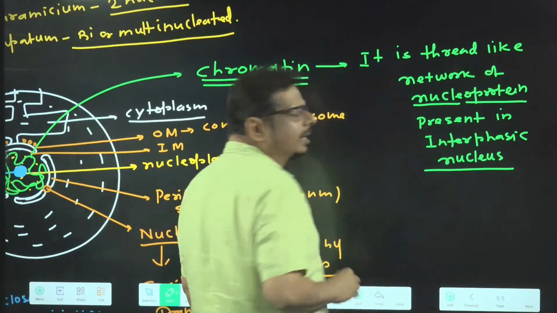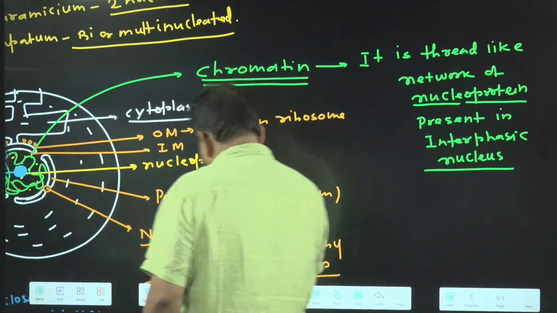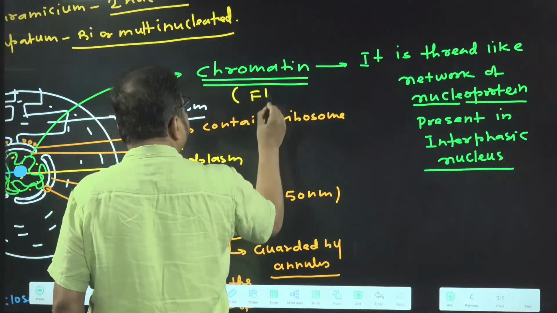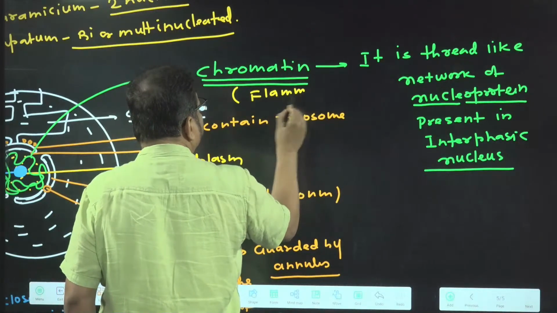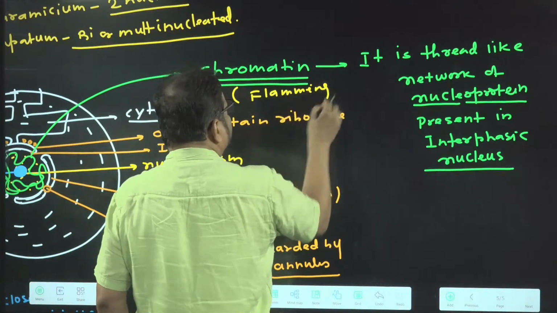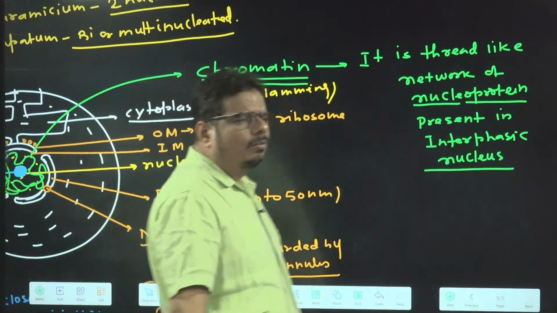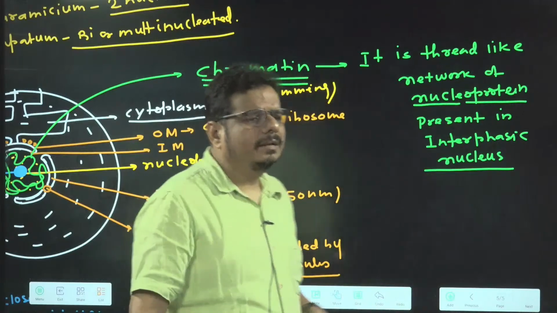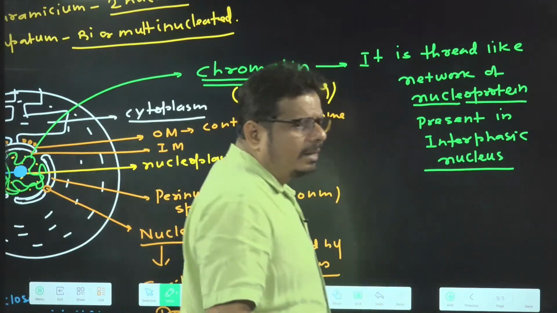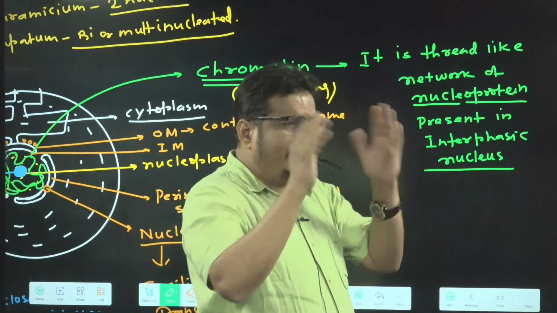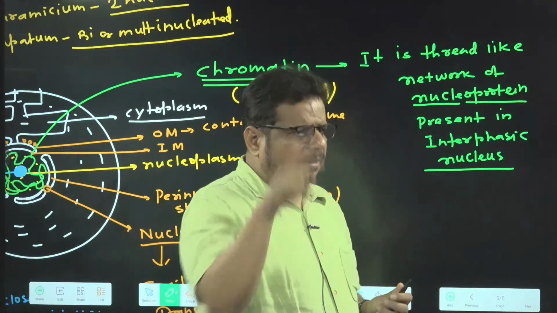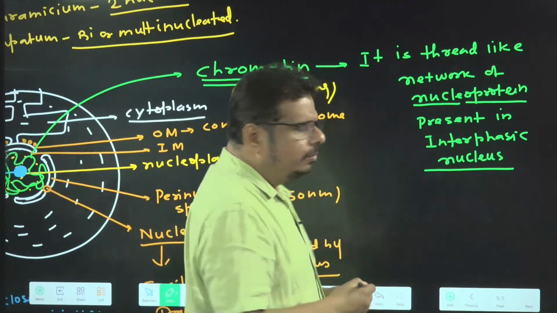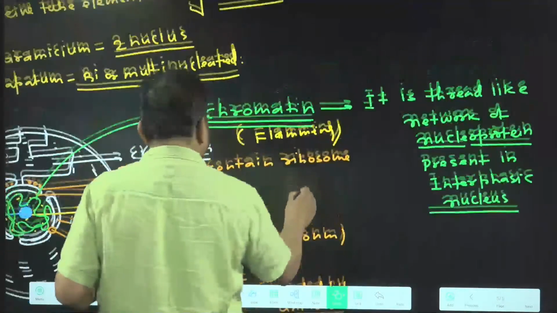So who gave this name chromatin? Fleming. Getting the idea or not? Fleming gave the name. Is it clear? What he did basically, he stained the nuclear material inside the nucleus with the help of a basic dye. So this chromatin becomes visible after staining with a basic dye.